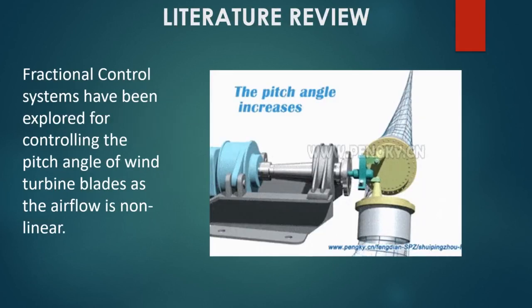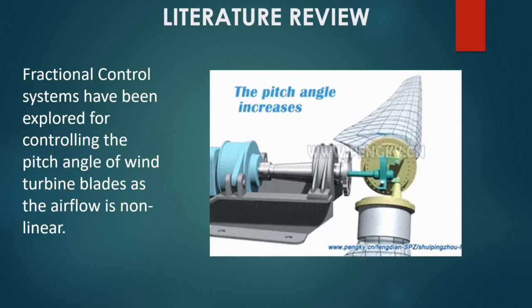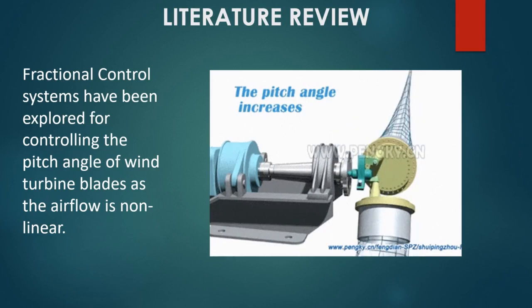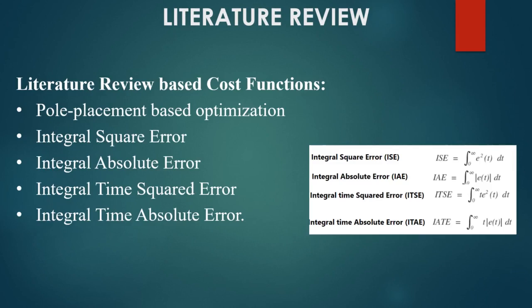Fractional order control systems have been explored in controlling the pitch angle of wind turbine blades because the airflow is highly nonlinear, and it was found that by using fractional order control systems we can achieve better performance in wind turbines. There are several cost functions that were used in the literature review for optimizing the PID parameters. Some of them were based on pole placement based optimization methods, and others on reducing the steady state error or the integral errors.